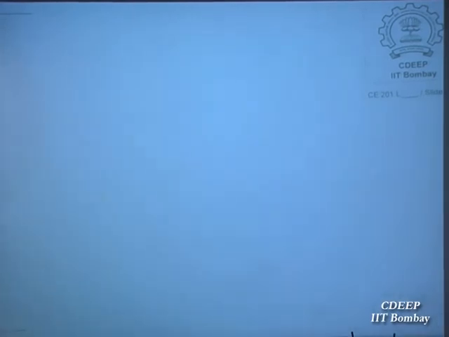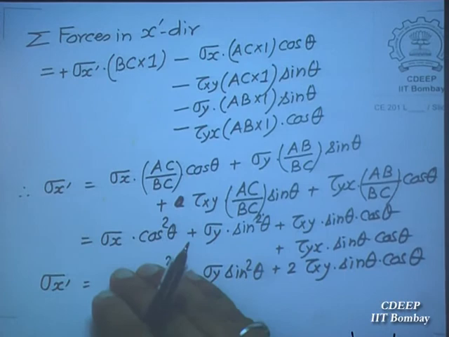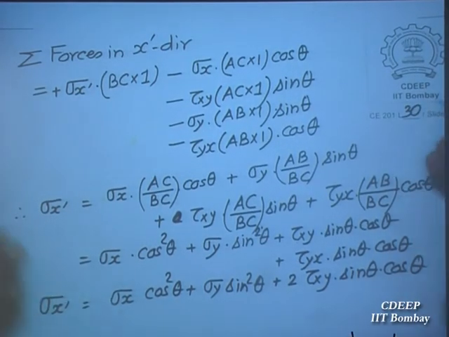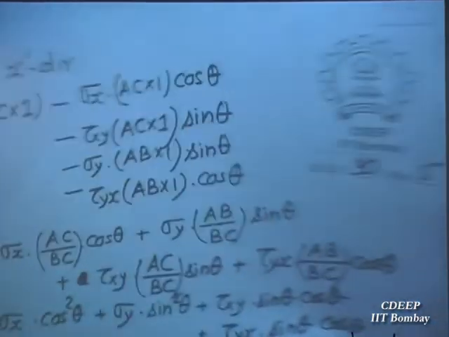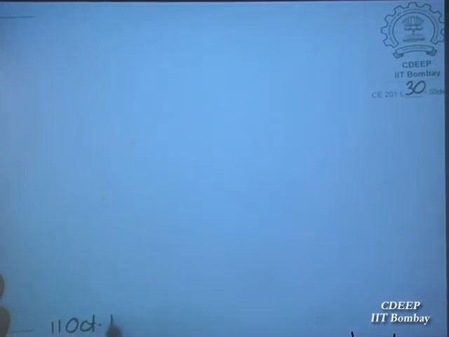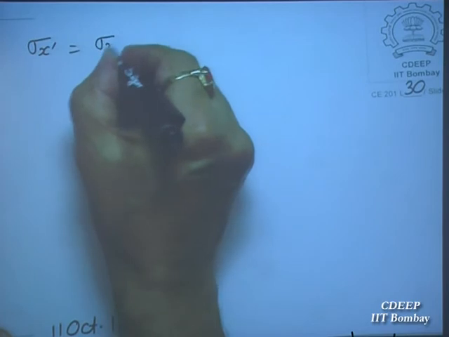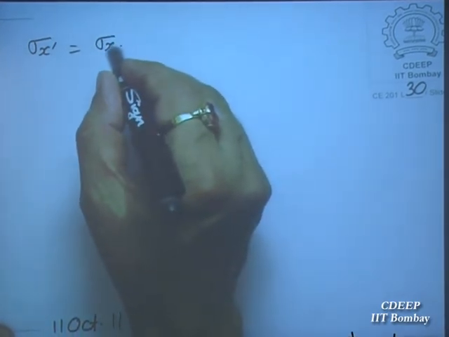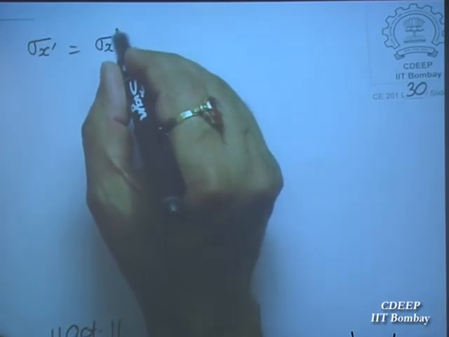So this can be rewritten. It can be finished. I think just stay with me, otherwise it will be left. So this is written as, you remember this formula. Now sigma x, cosine square theta can be written in two theta form. There is a formula, na? What is that? Cosine square theta minus sine square theta equal to cos 2 theta.